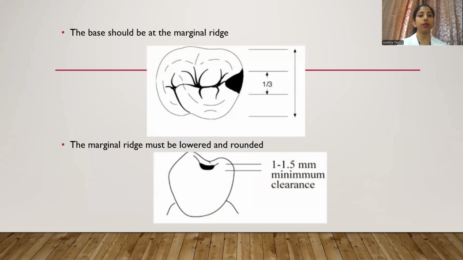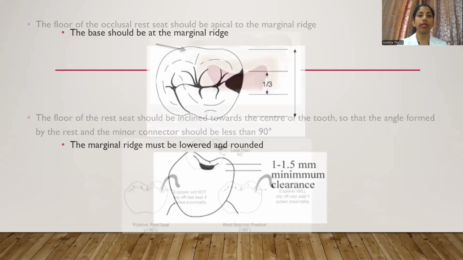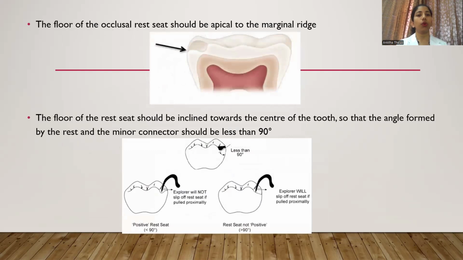Next, the marginal ridge must be lowered and rounded. The marginal ridge should always be rounded. We are not supposed to keep it sharp. Then a 1 to 1.5 mm of clearance should be given. The floor of the occlusal rest seat should be apical to the marginal ridge. Next, the floor of the rest seat should be inclined towards the center of the tooth, so that the angle formed between the rest and the minor connector is always kept less than 90 degrees.